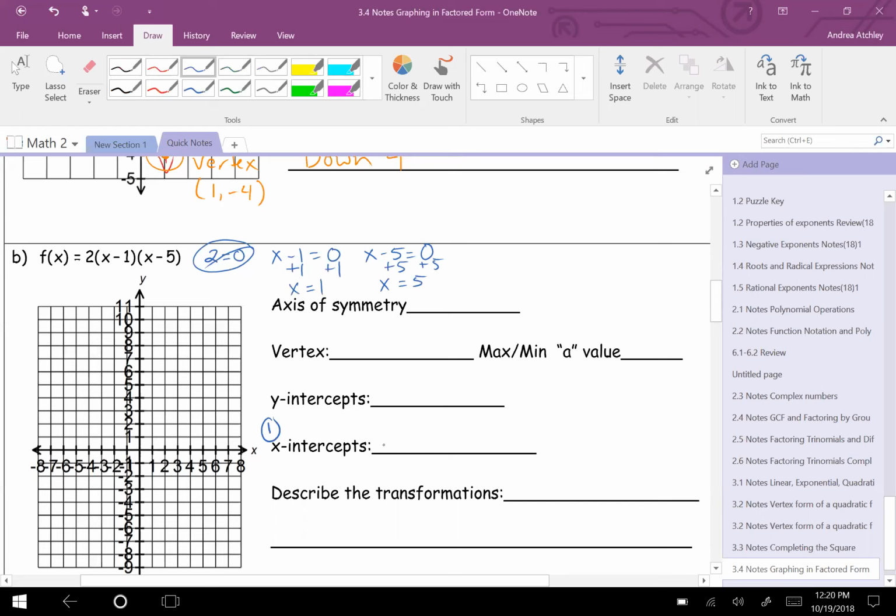So my x-intercepts are 1 for x and 0 for y, and 5 for x and 0 for y. And now I'm going to graph that. I'm going to go where x is 1 and y is 0. I'm going to go where x is 5 and y is 0. And there we go.